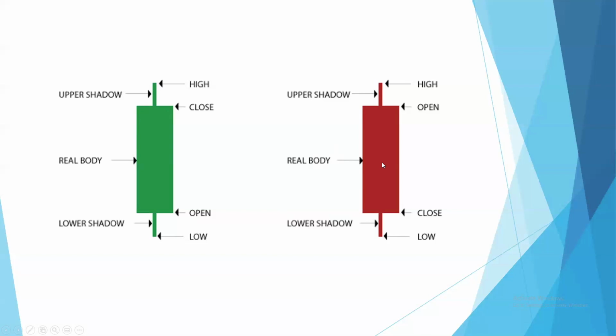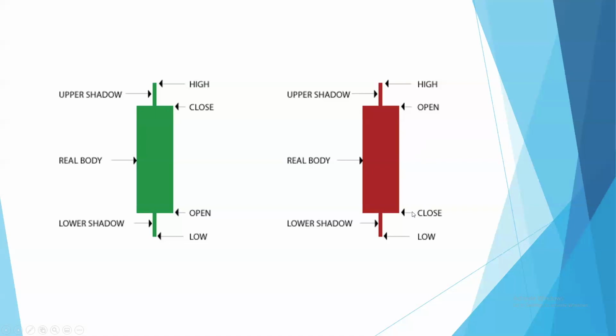We still have our real body. We still have our lower shadow. These are candle fundamentals. Those aren't going to be changing whatsoever at all. The upper shadow, the real body, the lower shadow. But instead of, again, the open being down low, running up to a close, we now have the open up high and it closed down low.